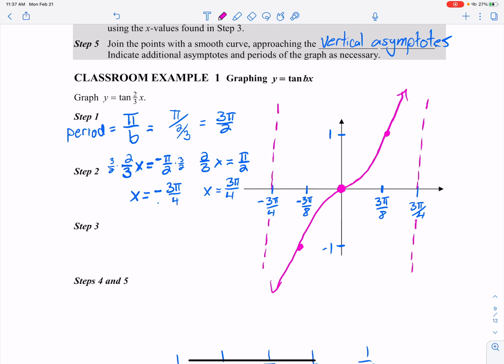I don't like steps. I like to repeat the same process: asymptotes, split it into 4, and then pattern, right? In the middle, and then up on the right, down on the left. Let's do another. Questions? Concerns? Complaints? All right.